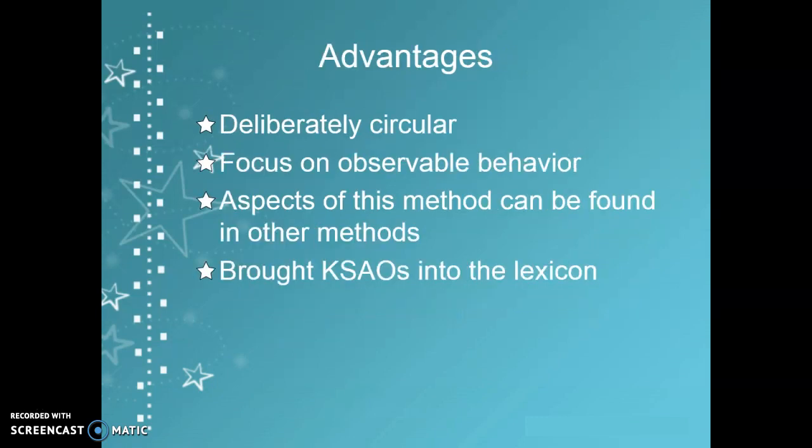The advantages to the job element method is that it's deliberately circular. An ability is defined to be whatever is needed to complete the task. It's very concrete. There's a focus on observable behavior, which is easier to track. Aspects of this method can be found in other methods, so it's tried and true and has been developed in addition in future methods. It also brought knowledge, skills, abilities, and other characteristics into the job analysis method.